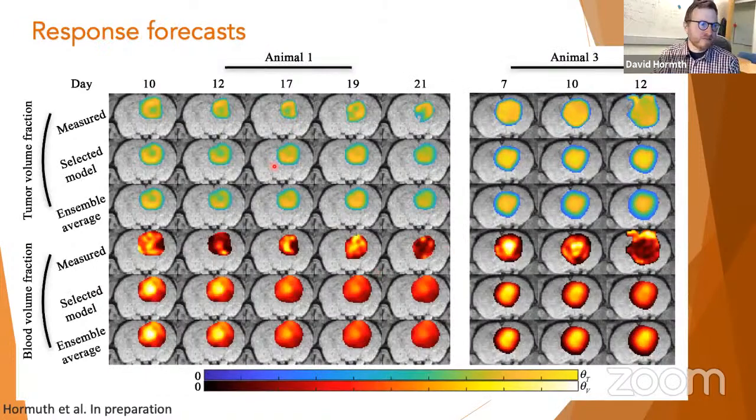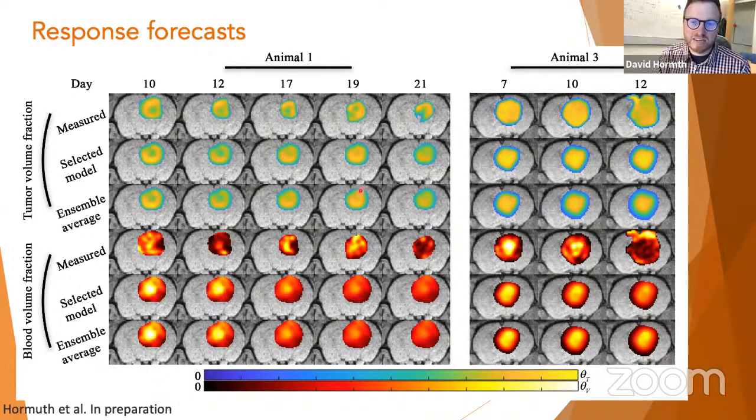So here are the results for all the animals for the prediction phase. We have animal 1. This is the measured tumor volume fraction, the selected model, the ensemble average, and then this is our blood volume fraction: measured, selected model, and ensemble average. The first thing to look at is that visually, there's not a lot of difference between the selected and ensemble average model within this particular slice. I think for some of the ensemble averages, it predicts more spread outside of the slice, so it maybe is covering more slices.